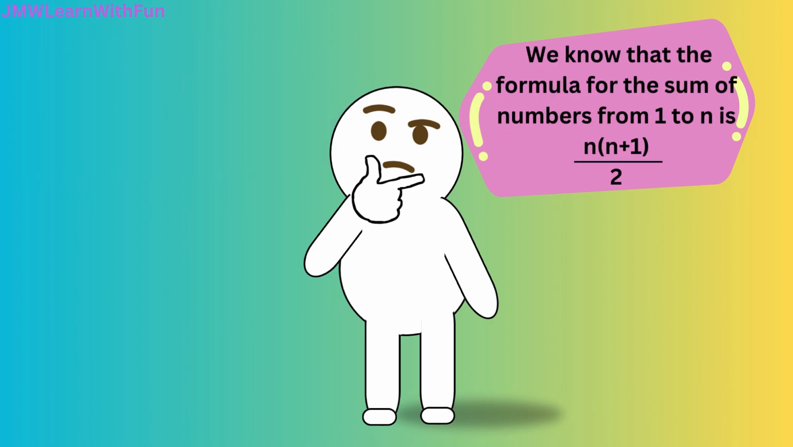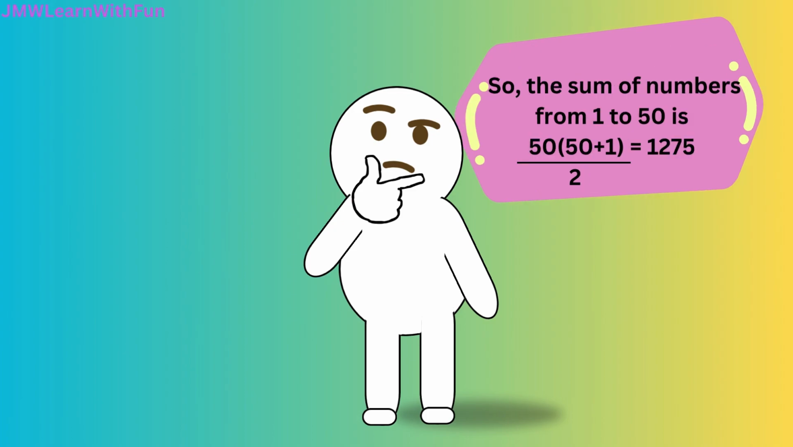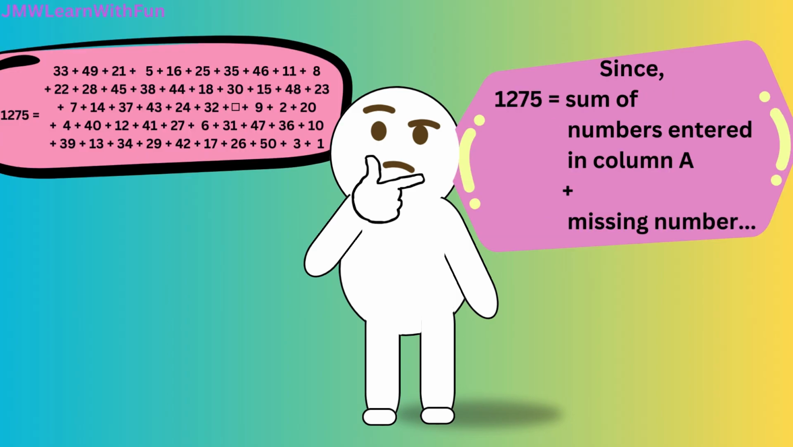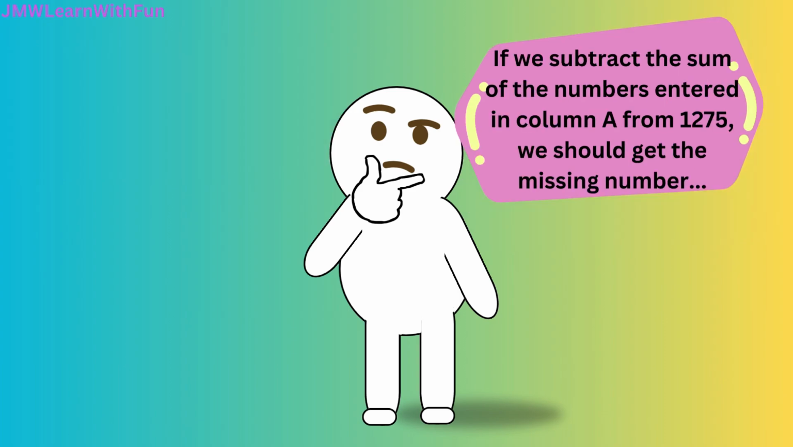We know that the formula for the sum of numbers from 1 to n is n multiplied by n plus 1 divided by 2. So, the sum of numbers from 1 to 50 is 50 multiplied by 50 plus 1 divided by 2 equal to 1275, since 1275 equals sum of numbers entered in column A plus missing number. If we subtract the sum of the numbers entered in column A from 1275, we should get the missing number.